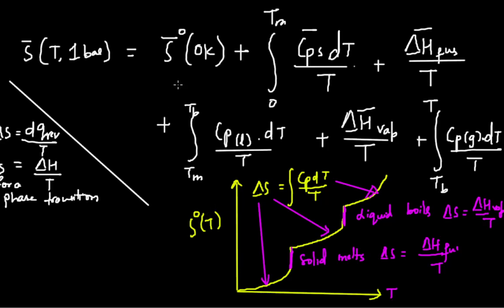Now again we are caught up with this. We don't know the value of this particular thing. What is the entropy of that substance at 0 Kelvin? So this is where we enter into the third law. We want to calculate this entropy at 0 Kelvin.